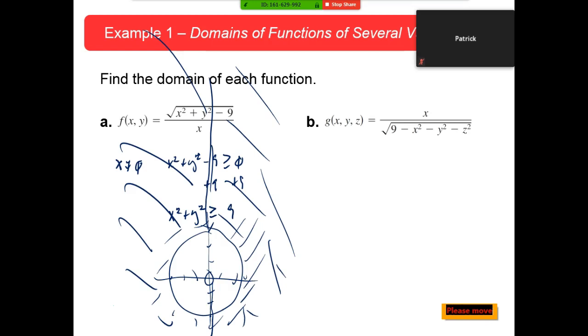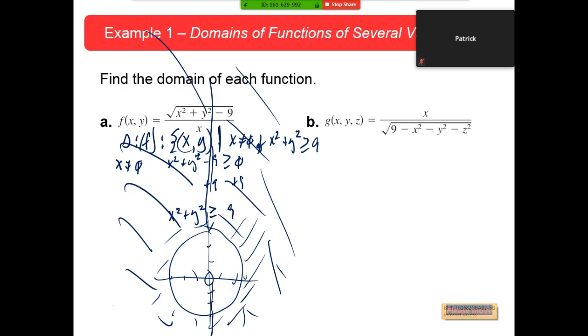So what is the domain? I guess you would say something like this. The domain of this function f would be the set of all ordered pairs x, y, such that, you could either do a vertical line or a colon, either one, such that x is not equal to 0 and x squared plus y squared is greater than or equal to 9. Right?